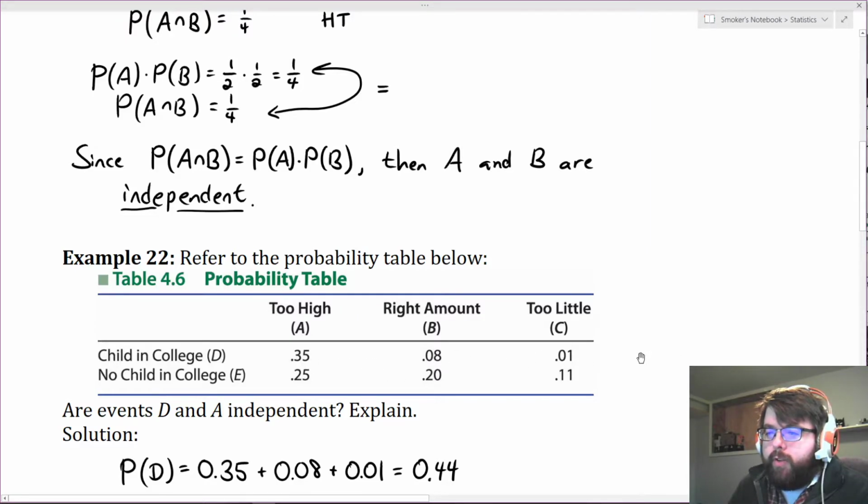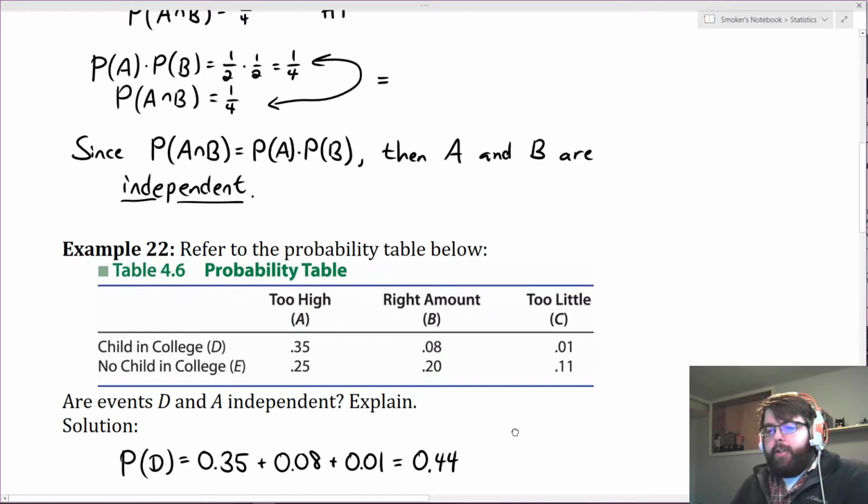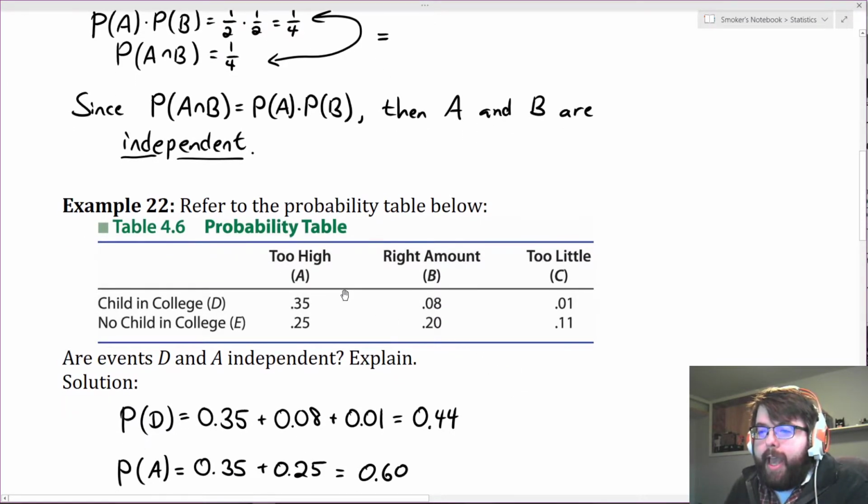So you just go across here to find all of the totals for the children in college. Okay, so 44% of the people surveyed had children in college. Probability of A, that is the number of people who thought the college was too high. You have to add the total of this column, which is 60.